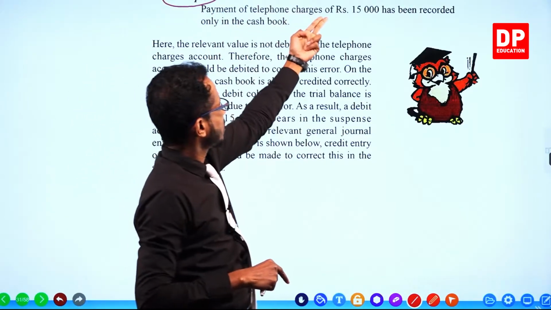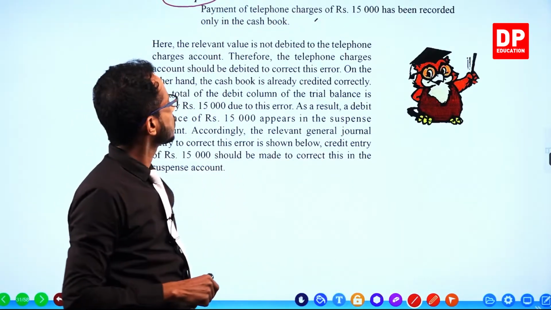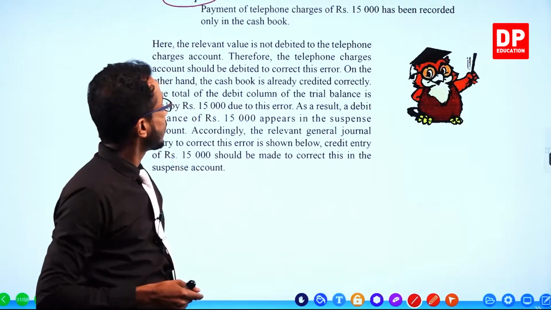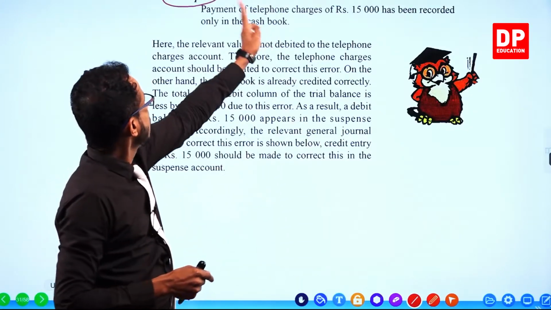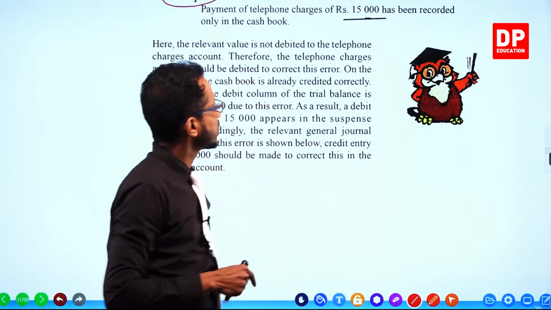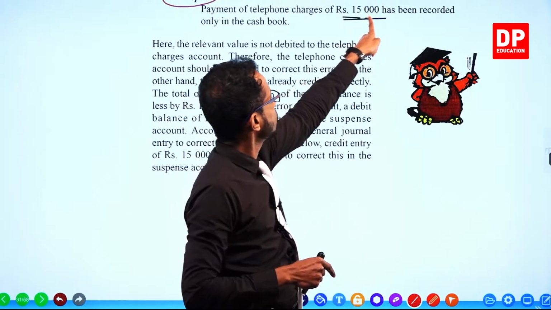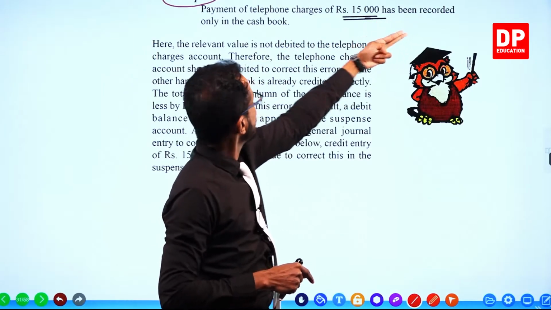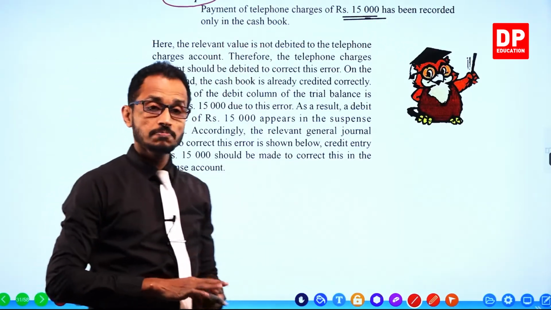Payment of telephone charges. They have paid the telephone bill. How much? 15,000. Okay? That payment has been recorded only in the cash book.